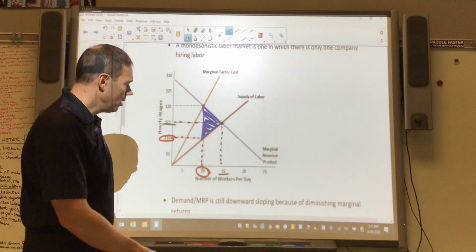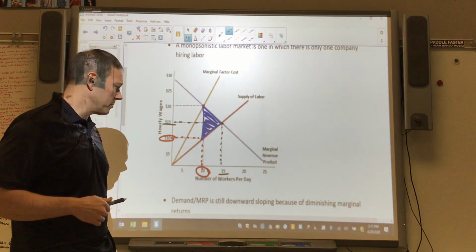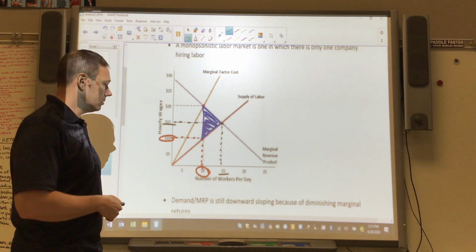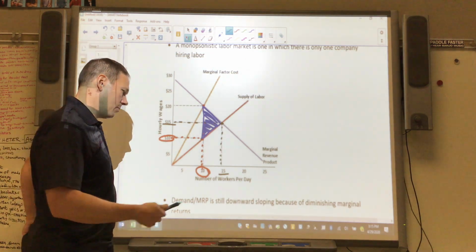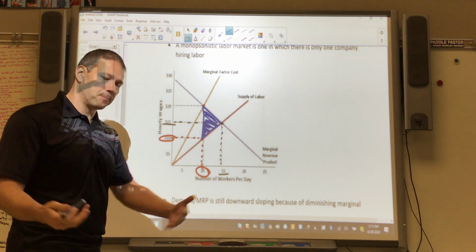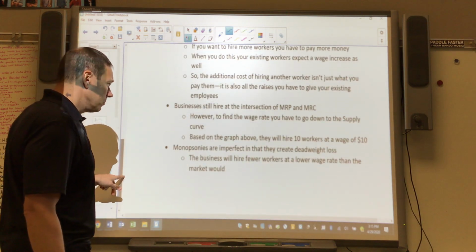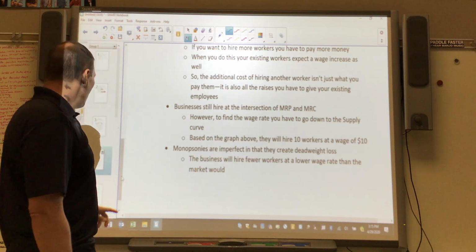Well, in this market, we're only hiring 10 workers and we're only paying them $10. So the problem with monopsony is they hire too few workers and they pay them too little. There really should be a greater amount hired at a greater wage rate. But because they have control of the market, they can essentially get away with that. So those are the main things I just went over there with monopsony.